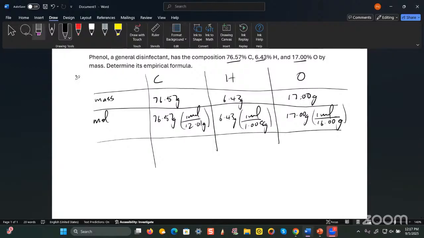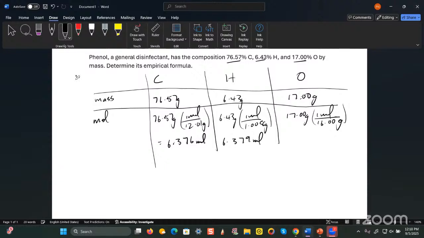Then we work out what each of them works out to be. In the case of carbon, that's 76.57 divided by 12.01, and according to my calculation, I got 6.376 moles, all right? That's for carbon. Do the same thing for hydrogen, 6.43 divided by 1.008, and according to my calculation, I got 6.379 moles again.